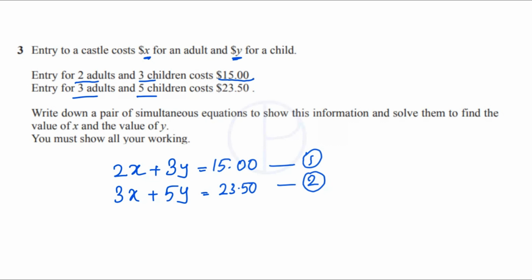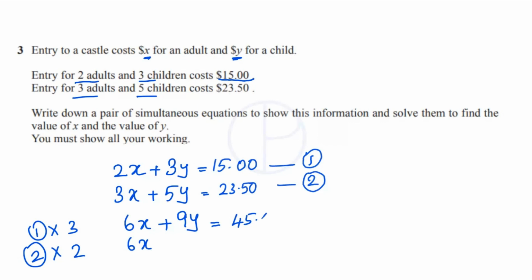For that, first we need to multiply equation 1 by 3 and equation 2 by 2, so that we will get the same term for x. So in both cases we will get 6x. So 6x plus 9y equal to 45. And multiplying the second equation by 2, 6x plus 10y equal to 47.